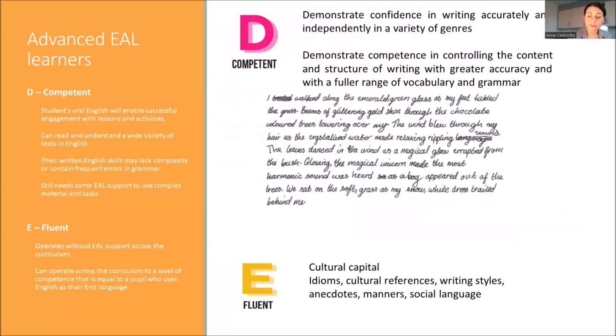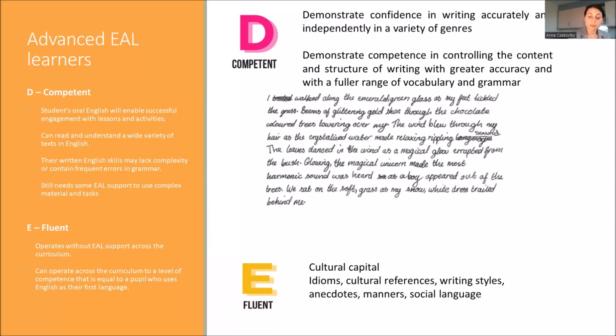The advanced learners of English will be described by the D, competent level. So those students, they will present a really good oral English. They read and understand a wide variety of text in English. Their written English skills may lack complexity or contain frequent errors in grammar. And these children, they still need support in terms of developing the language.